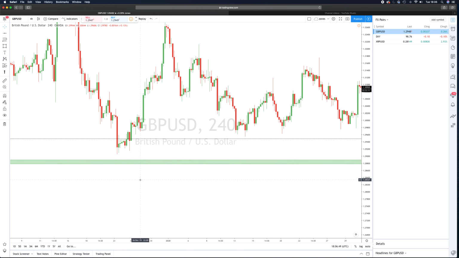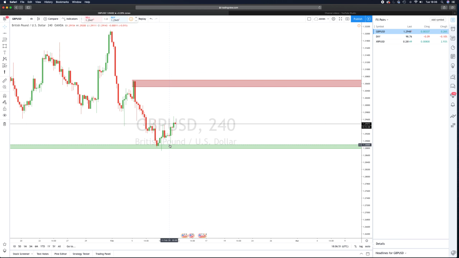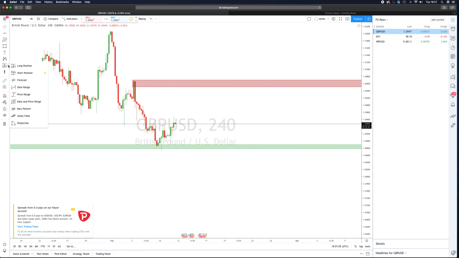So part of my rules, when I find these zones, I want to set my order 5 pips above the zone to account for the spread, and I also want to put my stop 10 pips below the zone, again to account for spread and to give myself some breathing room, because as you can see, price did poke through the bottom of the zone, and it was very close, 10 pips below the zone.